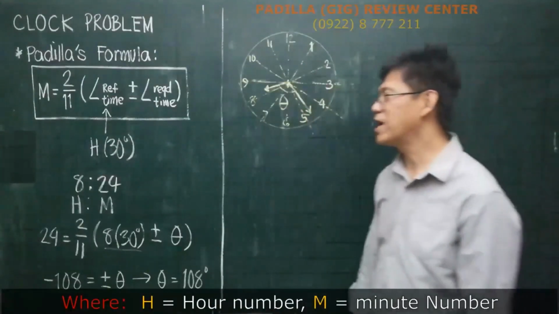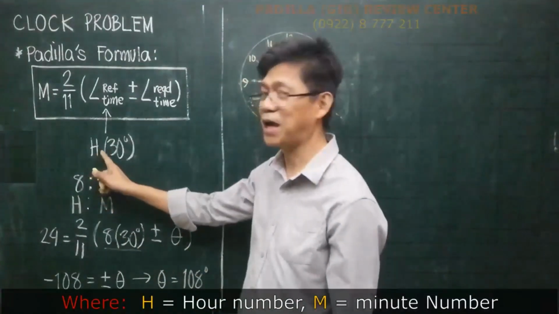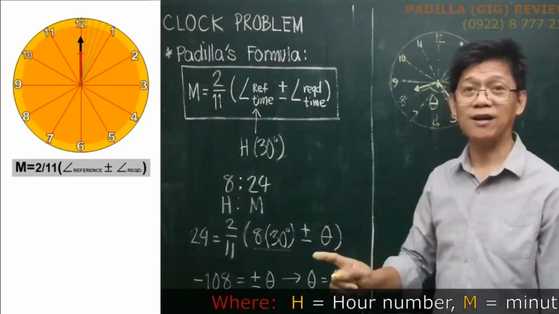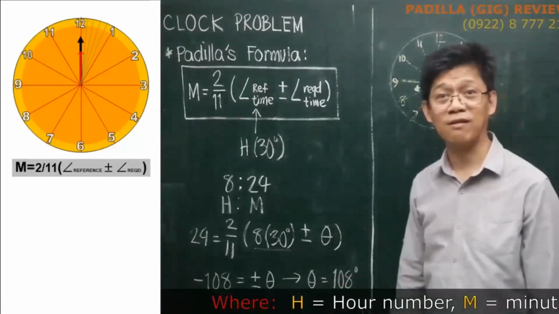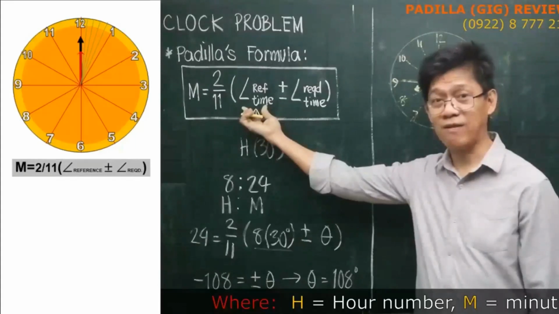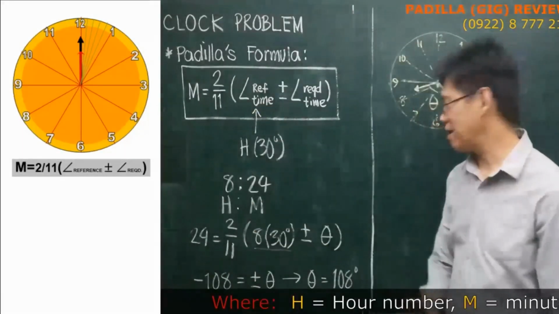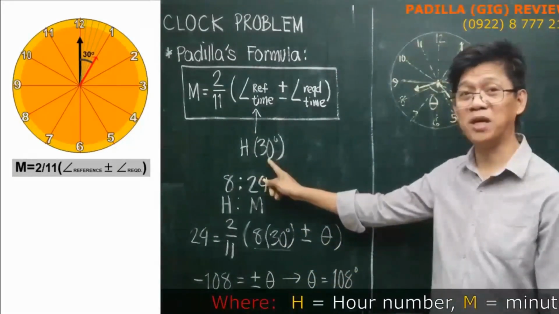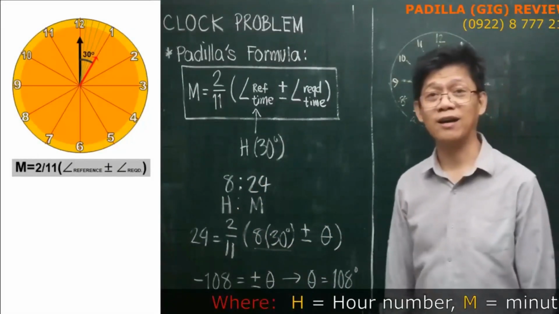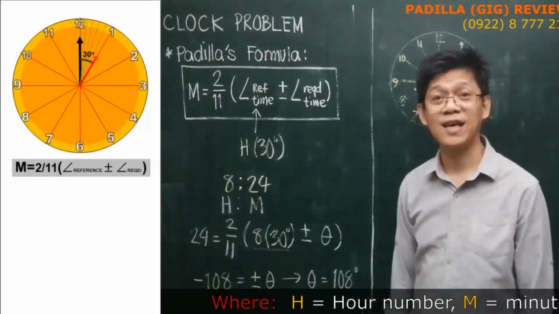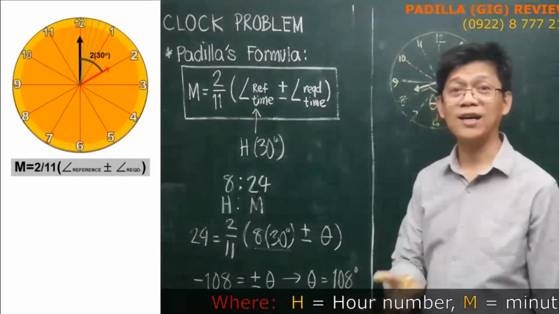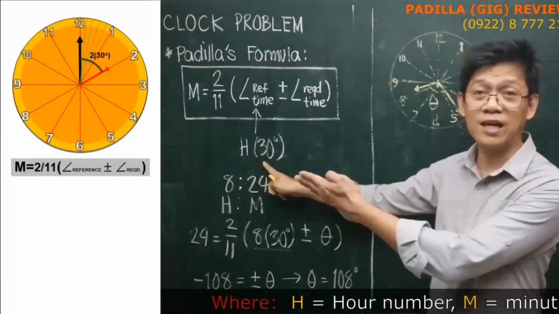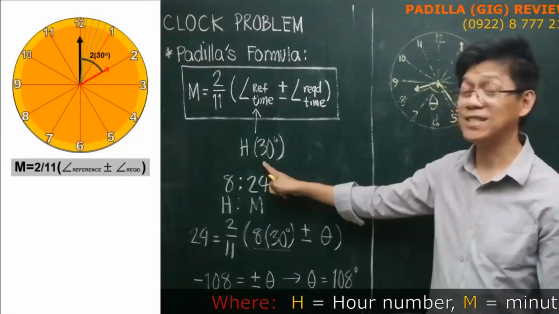Kuha nyo? Now, saan nakuha yung H times 30? Ganito. Look here at the clock. At 12 o'clock, the hour hand and minute hands are together. Then this angle is 0. Okay? At 1 o'clock, your H is 1. Times 30, that would be 30 degrees. At 1 o'clock, the angle between the hands of the clock is 30. At 2 o'clock, H is 2. Times 30, 60 degrees. At 2 o'clock, the angle between the hands of the clock is 60.